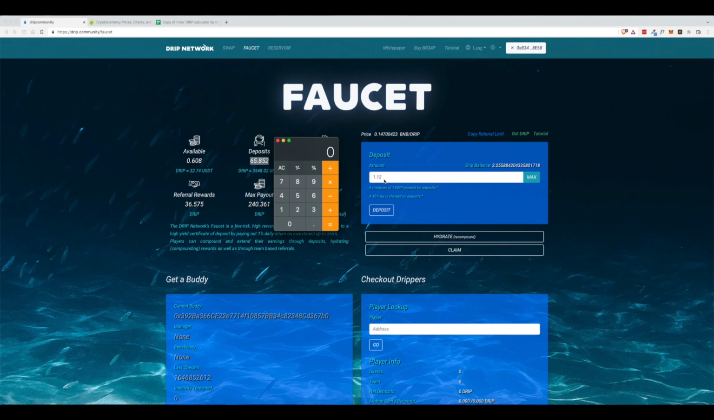The very first time you deposit anything in drip, you will deposit a minimum of 1.12 drip tokens. You will be charged a 10% tax on that 1.12 drip tokens, and you will be left with 1.008 that will show up in your deposits. You are now eligible to earn 1% on that 1.008 that you've deposited. So every day you'll be able to earn that 0.01 every day.